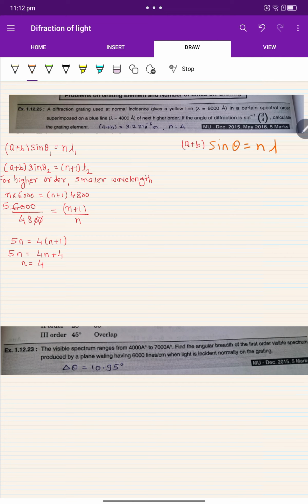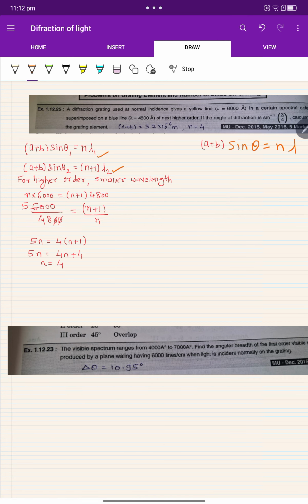Now we know the grating formula A plus B sine theta equals to n lambda 1 and A plus B sine theta equals to n lambda 2. My dear students, for higher order we always get a smaller wavelength. So we'll substitute this in the formula and equate n lambda 1 equals to (n plus 1) lambda 2. So when we solve, we'll get n equals to 4.